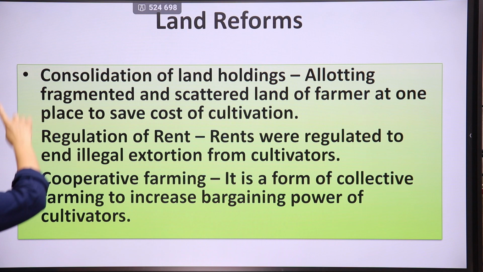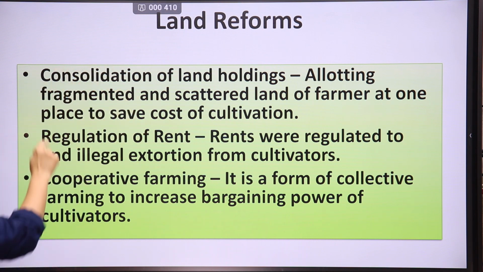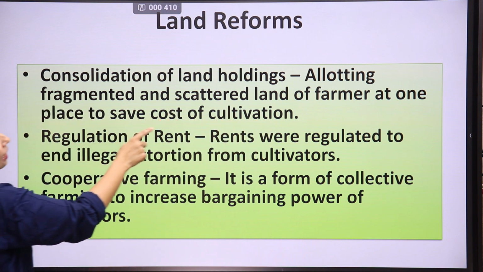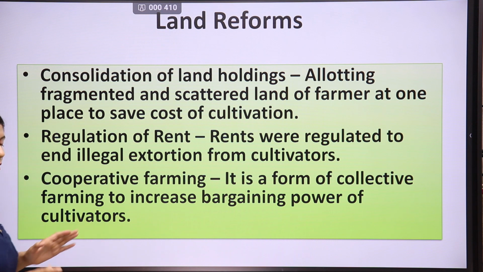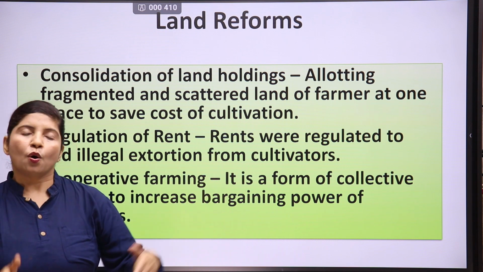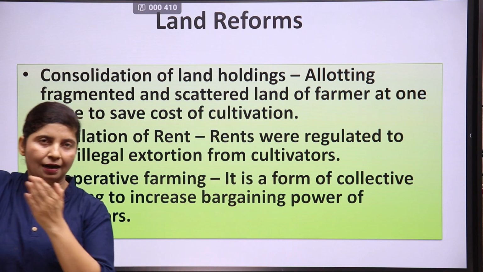Land reforms, and again in land reforms we have consolidation of land holdings, allotting fragmented and scattered land of farmers at one place to save cost of cultivation. So what happened to farmers? They were given different pieces of land. So one piece of land was in some area, one was in another area.